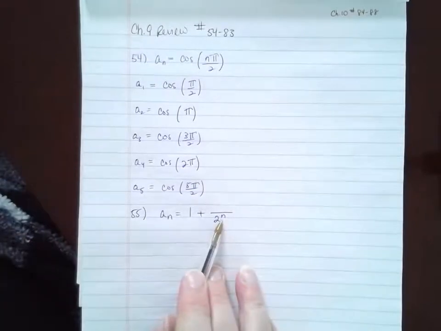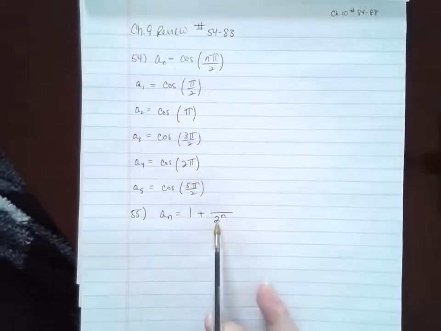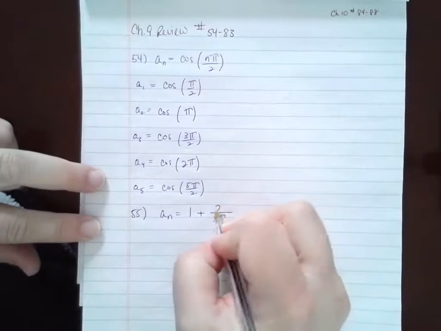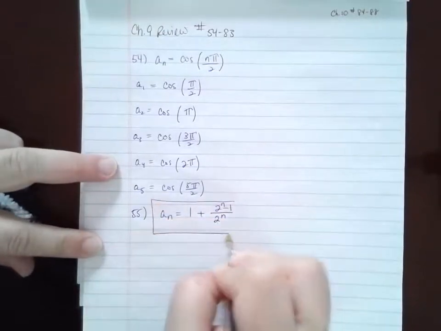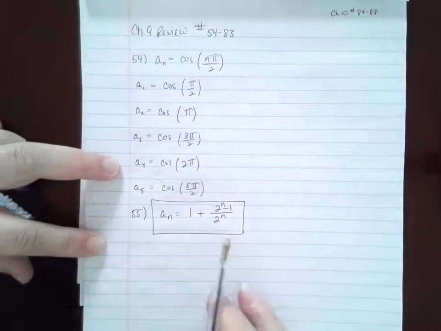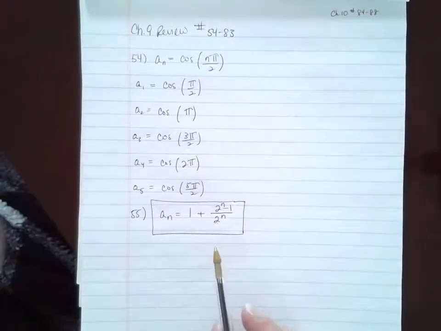If I plug in a 1, I get 2. If I plug in a 2, I get 4. If I plug in a 3, I get 8, and so on. Now the numerator, there is a pattern between all of those numerators. However, they're more easily determined by what the denominator is. So it's the denominator minus 1. There's your nth term. If you had something that was equivalent to this, you would get credit for that as well.